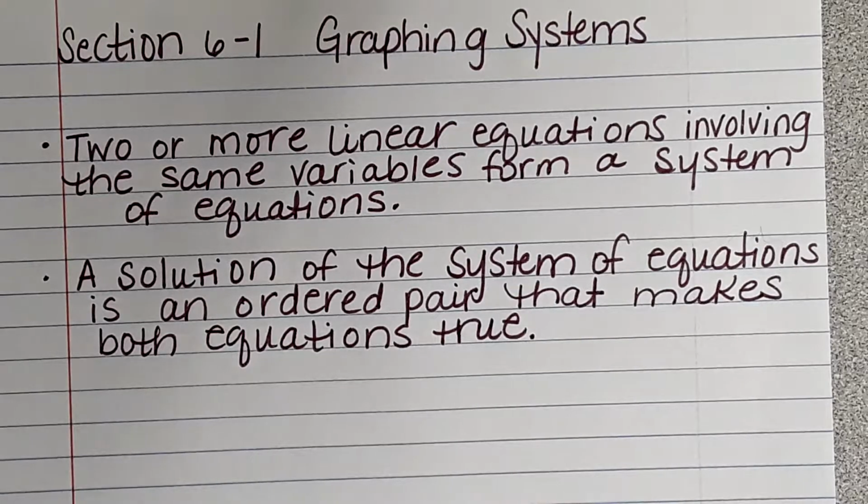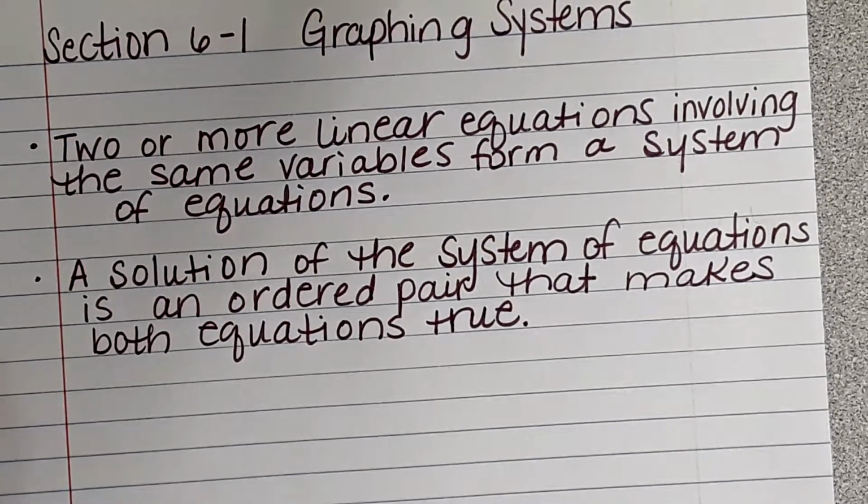You are looking for an ordered pair that makes them both true at the same time. But on Friday, we found out that not everything has a solution. So there are 3 types of solutions or systems that you will have.